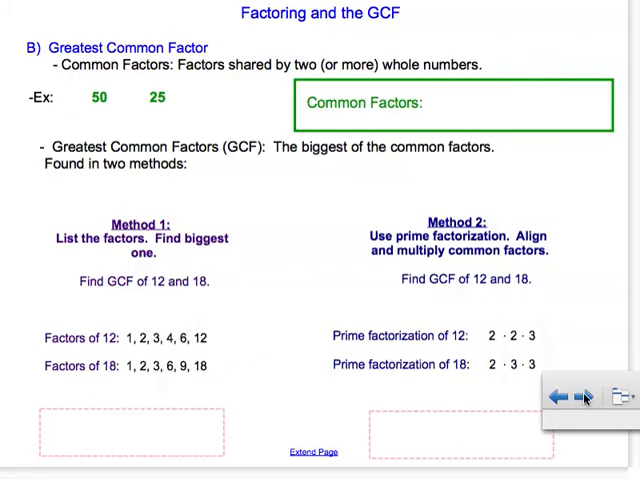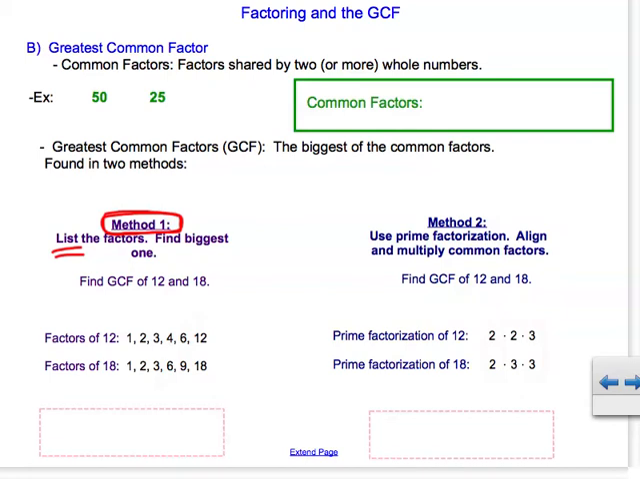Next slide here is finding the greatest common factor. Okay, finding the greatest common factor. We have 2 different methods of finding the greatest common factor. Generally, I use this one, method 1, and that's just to list. I'm going to list all the factors of 2 specific numbers, and then I'm going to find the biggest one.